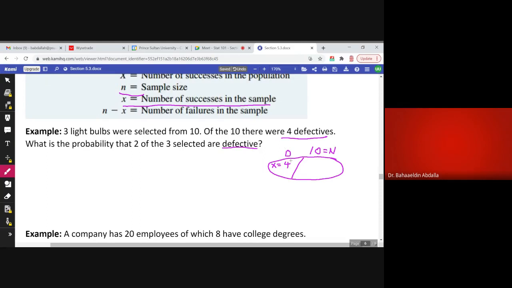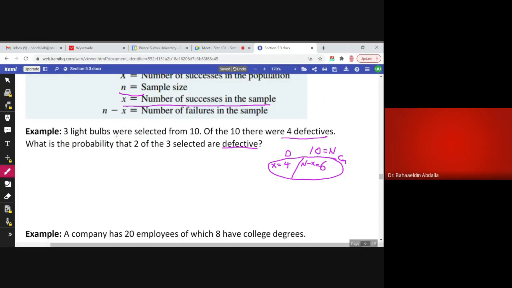And either the items are defective or good. We have 4 defectives and the total number is 10. So there are 6 good bulbs. How did we find 6? Capital N minus capital X. So capital N is 10, capital X is 4, and capital N minus capital X is 6. This is the situation in the population.